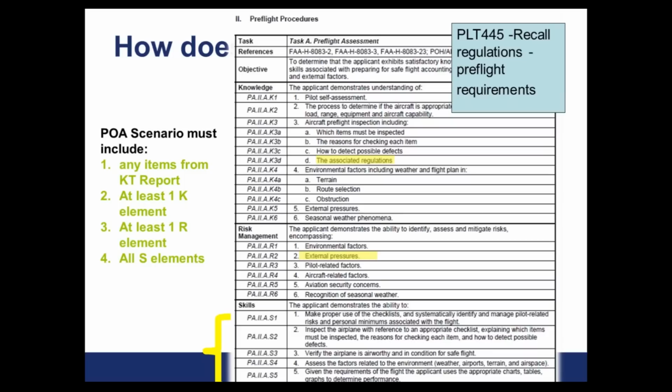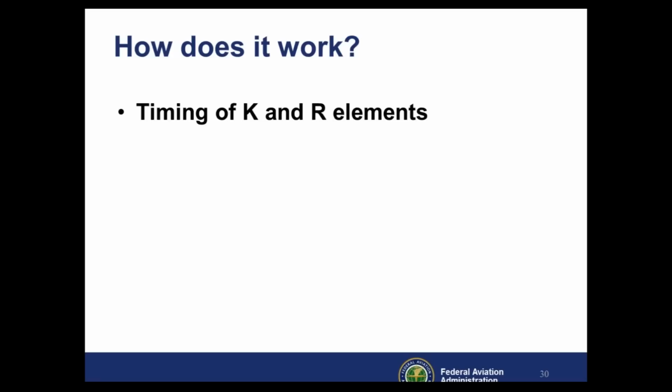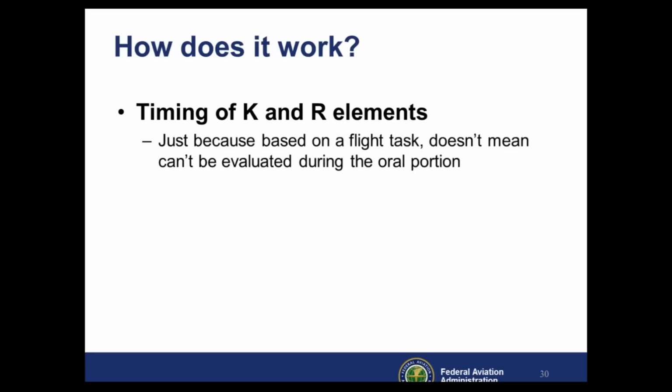So I hope that scenario walks you through a bit and helps you understand how it works. We've had a lot of questions about the timing of knowledge elements and risk elements, and I want to explain what that means. Every task now has knowledge elements and risk elements, and of course they all have skill elements. But what is confusing some people, and we understand why, is you may have a flight task, something that is clearly a flight maneuver, such as steep turns. Let's use steep turns as an example.